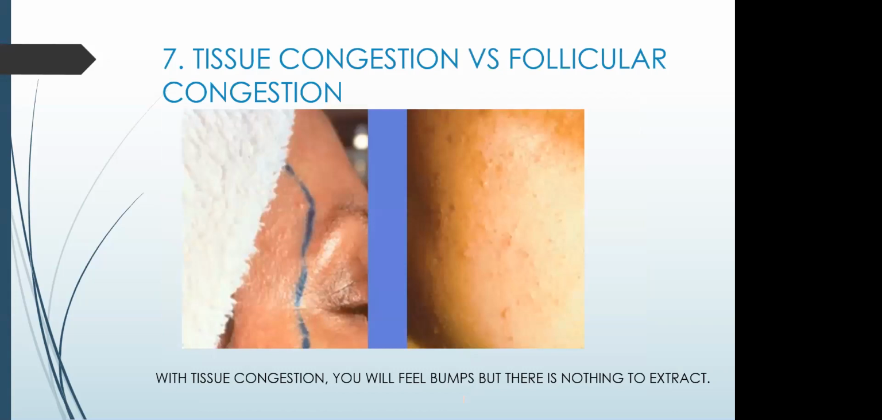So, the difference in appearance between tissue congestion versus follicular congestion. The main thing with tissue congestion is you will see or feel small bumps on the skin, but there's nothing to extract. As with an open or closed comedone, you have something to extract. So that's pretty much the difference between the two.